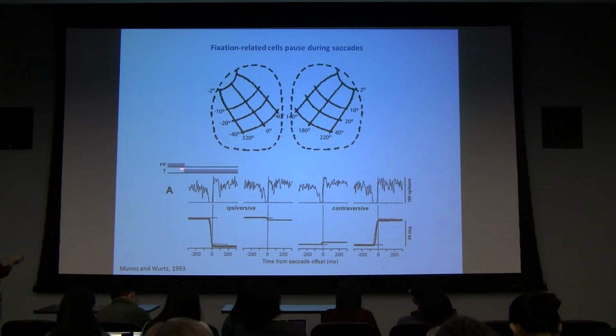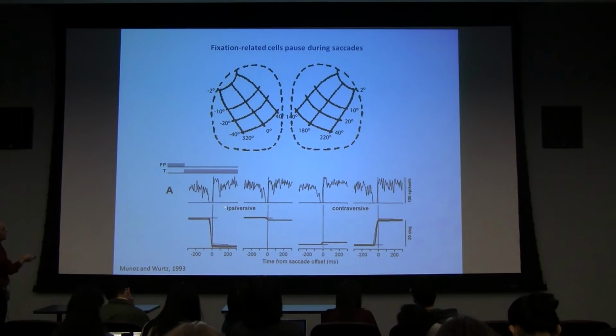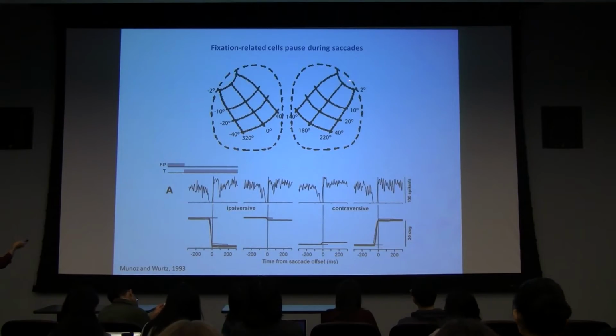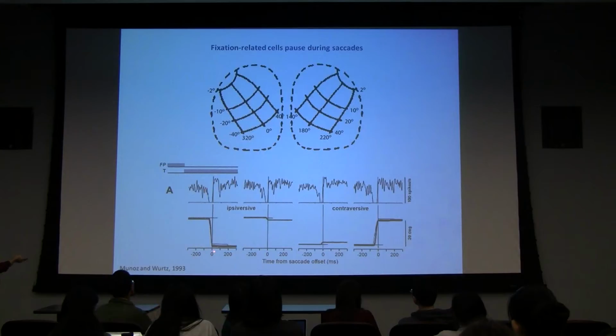So here's the fixation point. Here's the target. The fixation point is on, and then the target comes on. What happens to this activity here is illustrated in these plots. When the animal is looking at something, the neurons up here, which are encoding the space right around the fovea, are active. As soon as the animal decides, I want to move, they shut down. And then when the animal gets there, they reactivate.